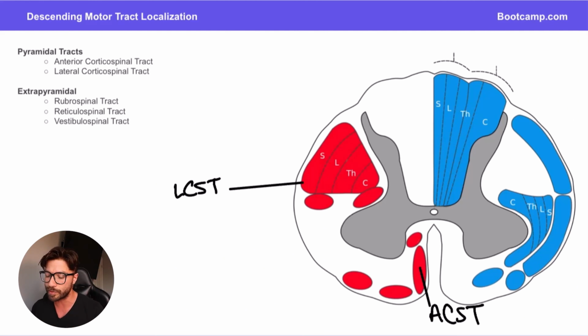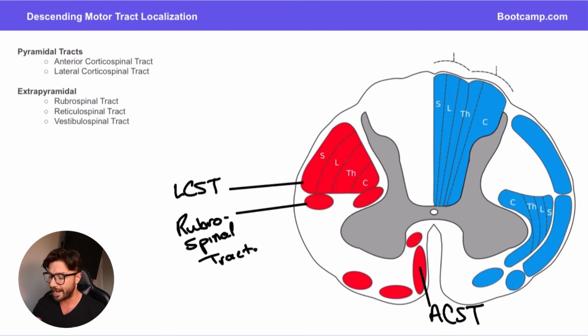So looking at the rubrospinal, as we talk about it more in future videos, you'll come to realize that this travels with the lateral corticospinal. Just think of them as holding hands and walking together. And this is going to be found right here. So this structure found just on the anterior aspect of our lateral corticospinal tract, this is going to be our rubrospinal tract. And then on the anterior aspect of that, this is where we're going to find our lateral reticulospinal tract.